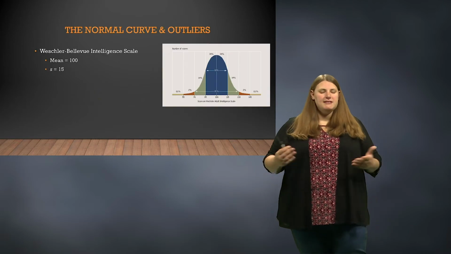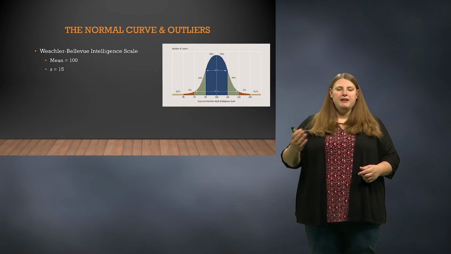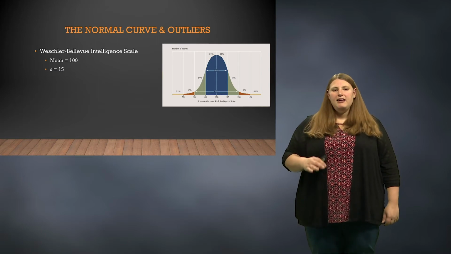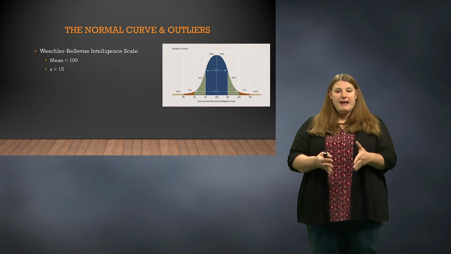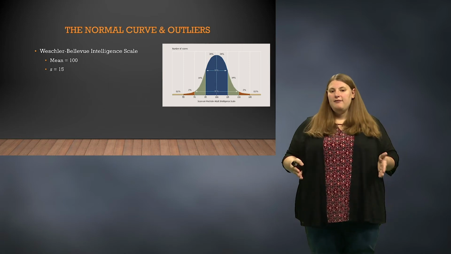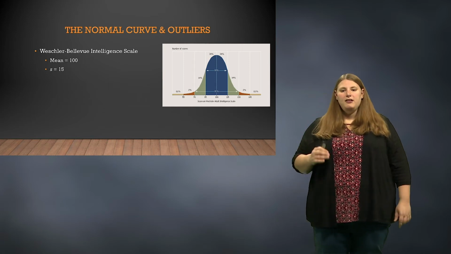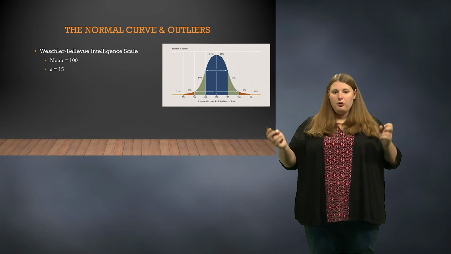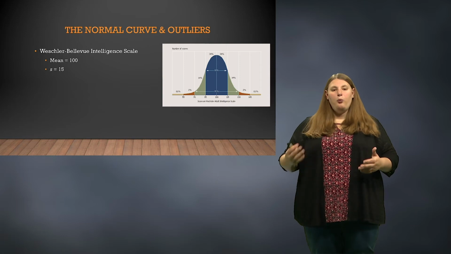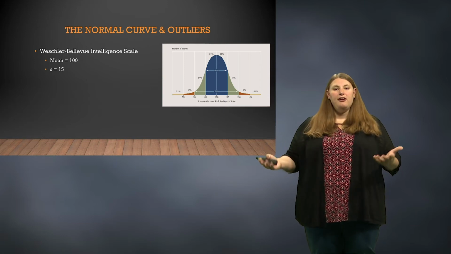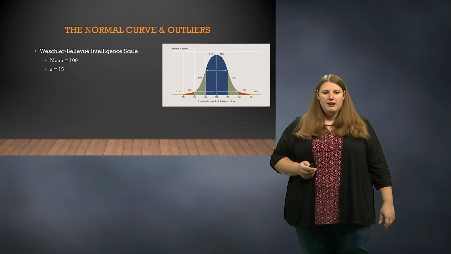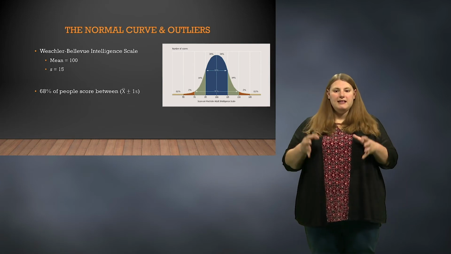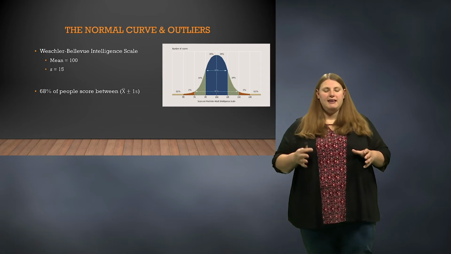I always like to do an example because it's always easier to understand. So here's a classic test, the Wechsler-Bellevue Intelligence Scale. This IQ test is standardized so that the mean value is 100 and the standard deviation is 15. We can use the normal curve properties that we discussed to identify where normal IQ values occur and which IQ values would be considered irregular or outliers. Let's start by looking at the 1 standard deviation difference. Remember that this range contains 68% of the data.